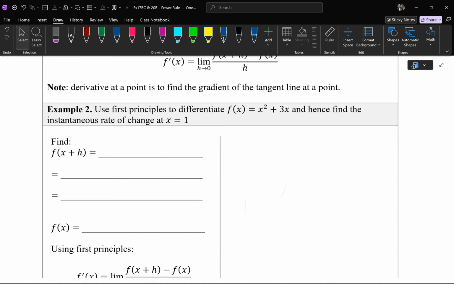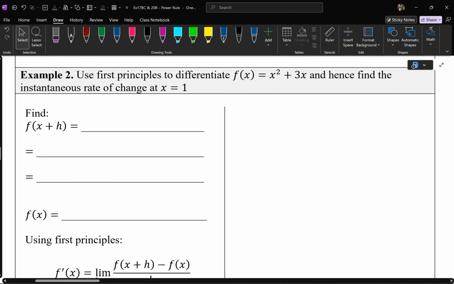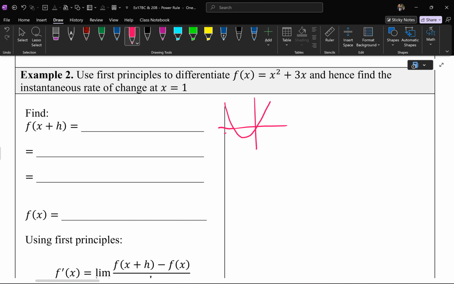Okay, let's have a look at this problem here. Let's say I've got x squared plus 3x. If I drew this graph on the side, x squared plus 3x looks kind of like this, with an x-intercept at minus 3 and a 0 intercept. It's a quadratic. They're asking, what is the instantaneous rate of change? That means the gradient at x equals 1. So let's say 1 is over here. At this point on the curve, what is the gradient of that line? See, before you were looking at 2 points.